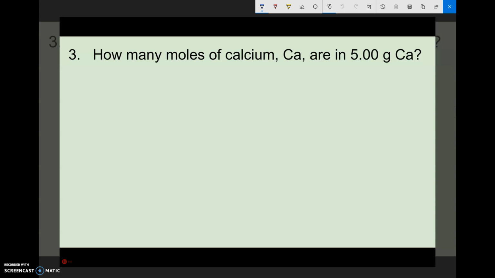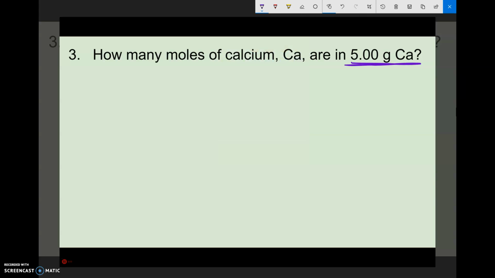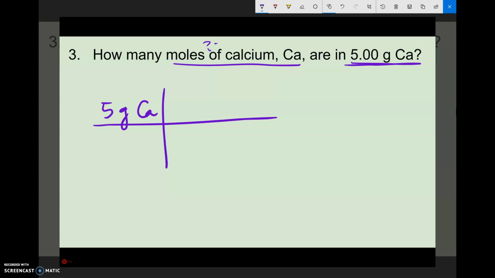So here, it says how many moles of calcium are in 5 grams of calcium. So on this one, we're going to start with what we know, which is 5 grams of calcium. Make our little fence. Okay, and this is how many moles of calcium are there. Okay, so notice we're using the same units. We've got grams, which is our mass unit, and we've got mole. And mole just represents an amount of a substance.